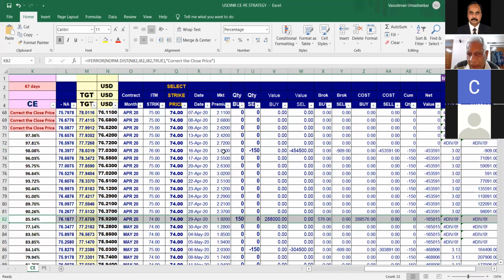Sold at 3 rupees 3 paisa, covered at 1 rupee 92 paisa. So I have closed that contract. No question of your transferring this rollover, nothing. Every month contract, that day's work is done, finish.